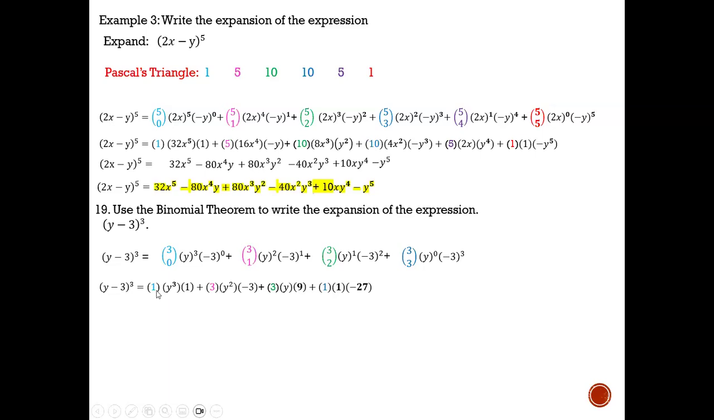So simplified here, 1, y to the third, anything to 0 is 1. We have 3y squared, negative 3 to the first is negative 3. We have 3y, negative 3 squared is 9. And then here we have 1, 1, and negative 27. So we have y to the third, simplifying each term, negative 9y squared plus 27y and minus 27. That would be the expansion for that one.